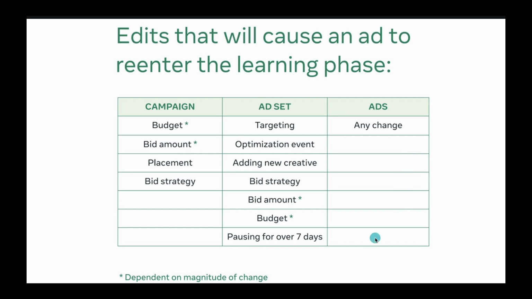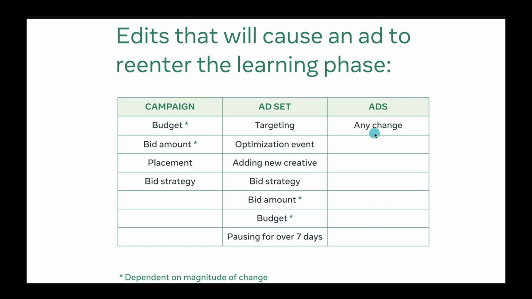So this is from Facebook itself. For some of them, it's dependent on the magnitude of change. So if you change the budget, I think it's more than 20%, or the bid amount, placement, bid strategy. This is at the ad set level. So obviously, if you change the targeting, the optimization event, add any new creative, I think this is what people probably do most often, is adding a new creative every few days. So that's kind of always resetting the ad set and the learning phase.